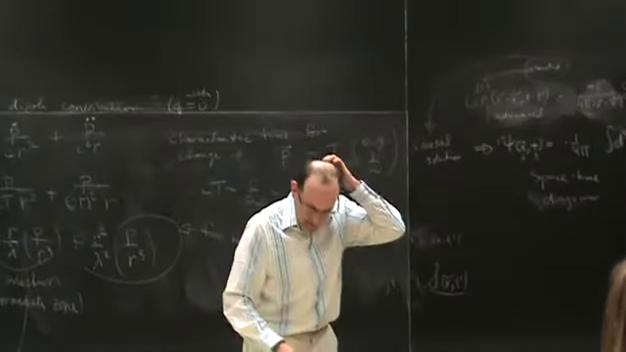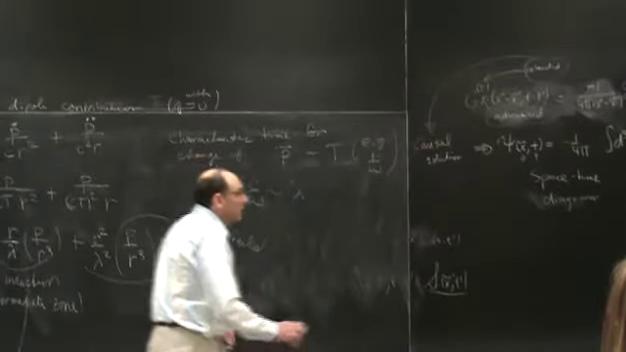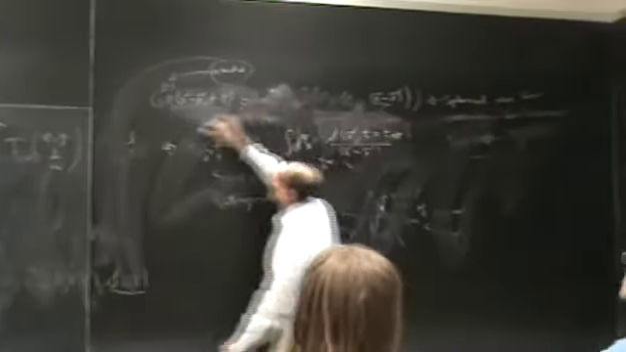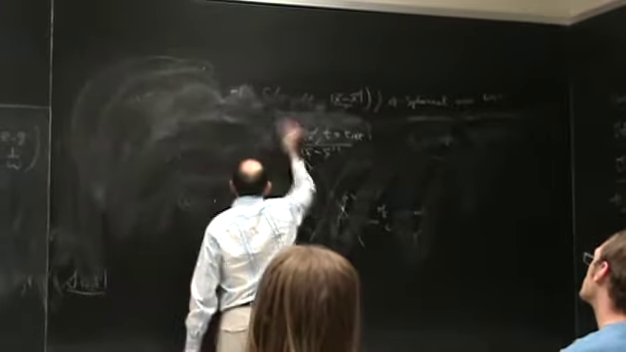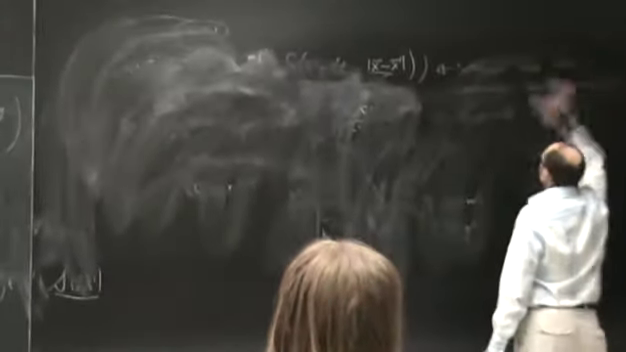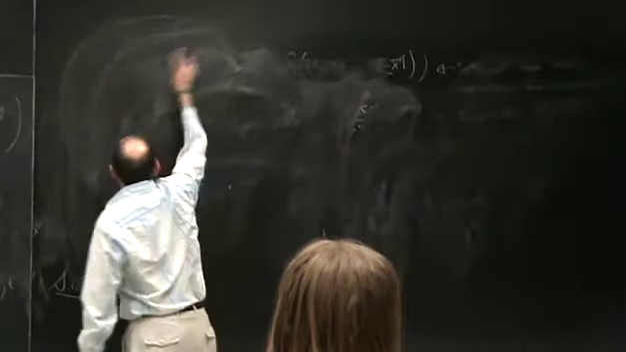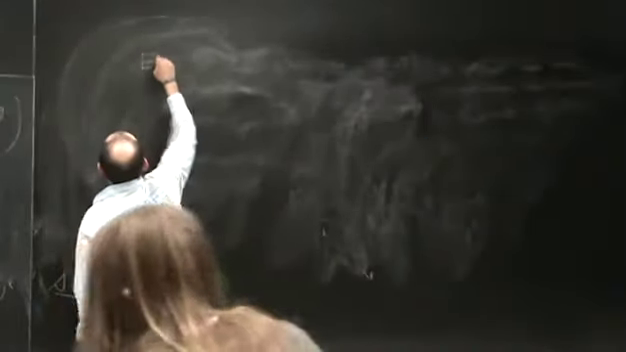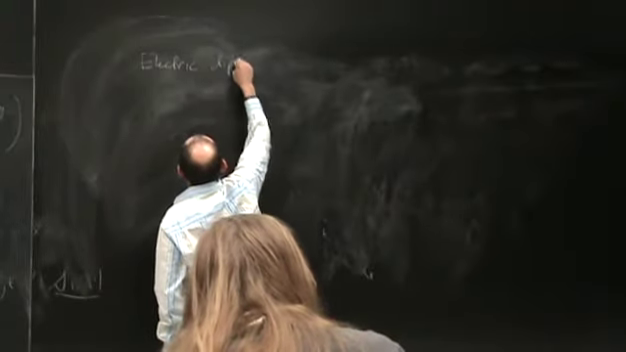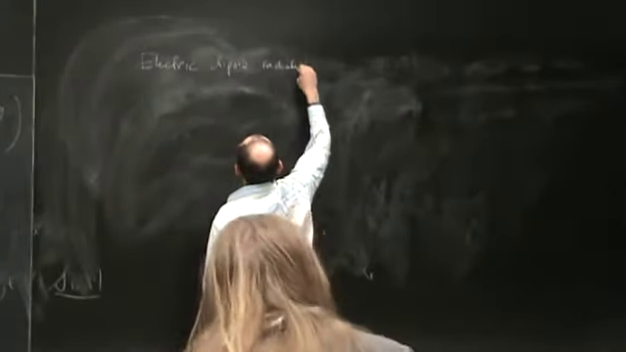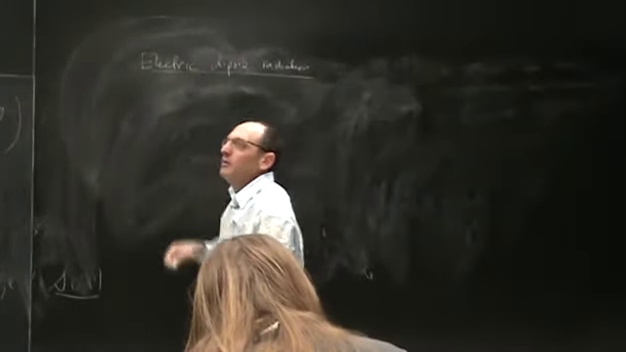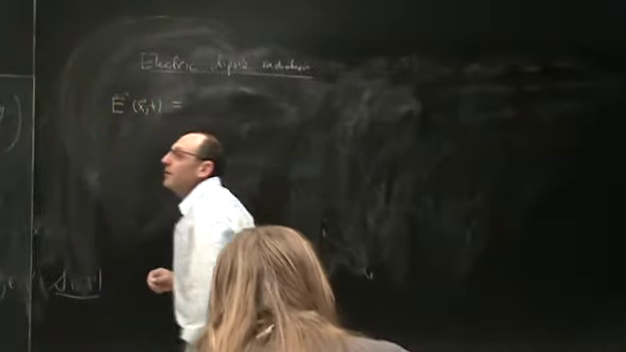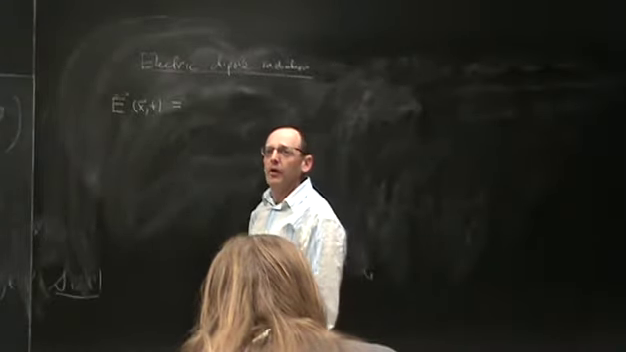All right, so in the last 10 minutes, let's talk about what the radiation field looks like and what some of its characteristics are. What we call dipole radiation: the electric field at position and time is that term that's circled over there.